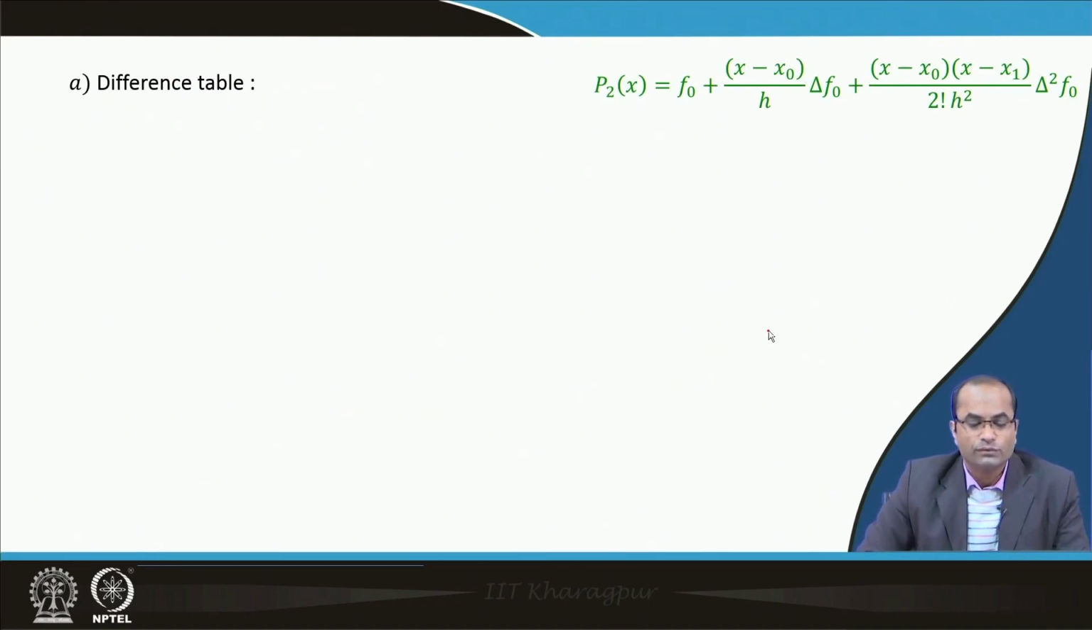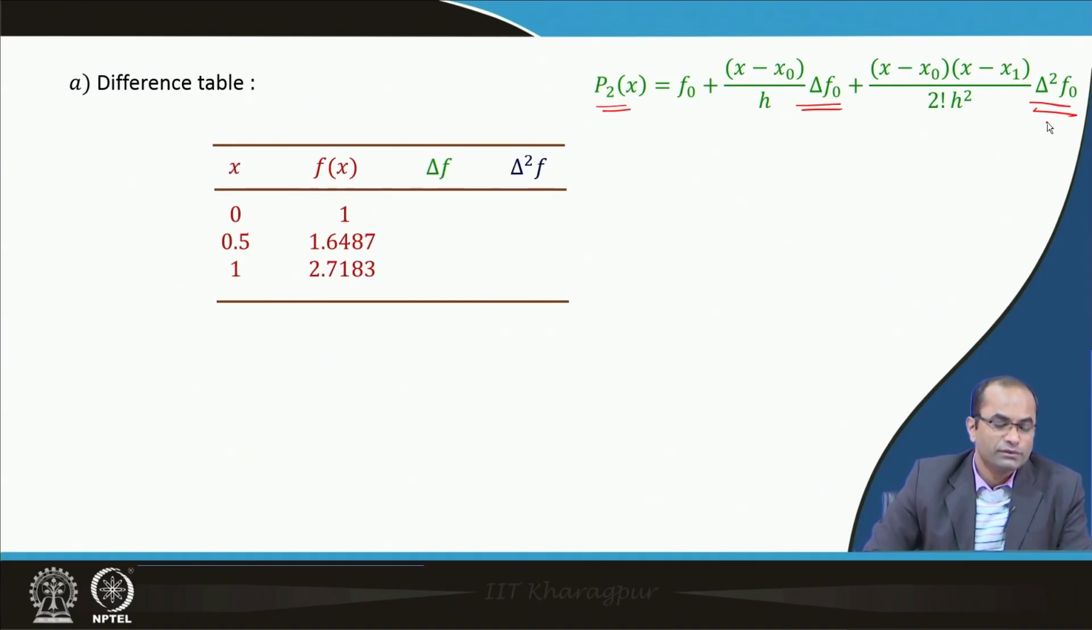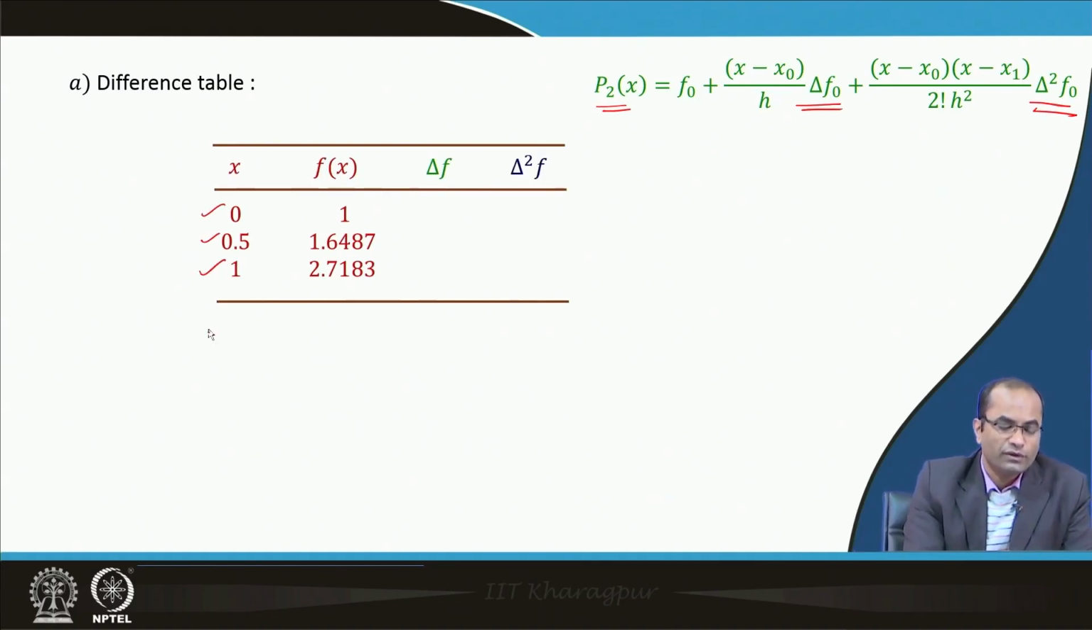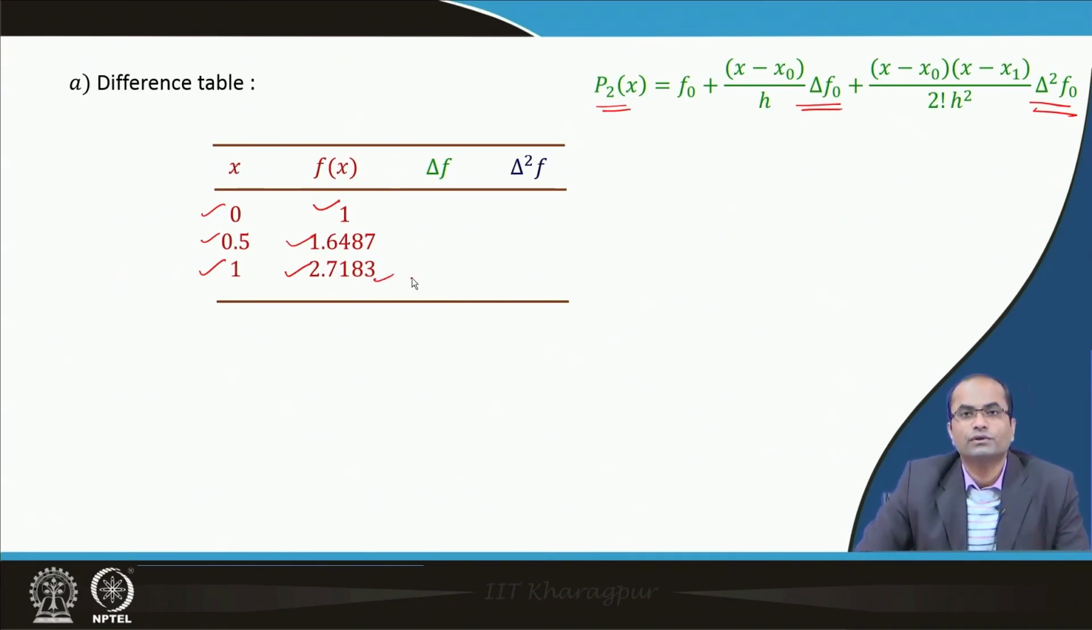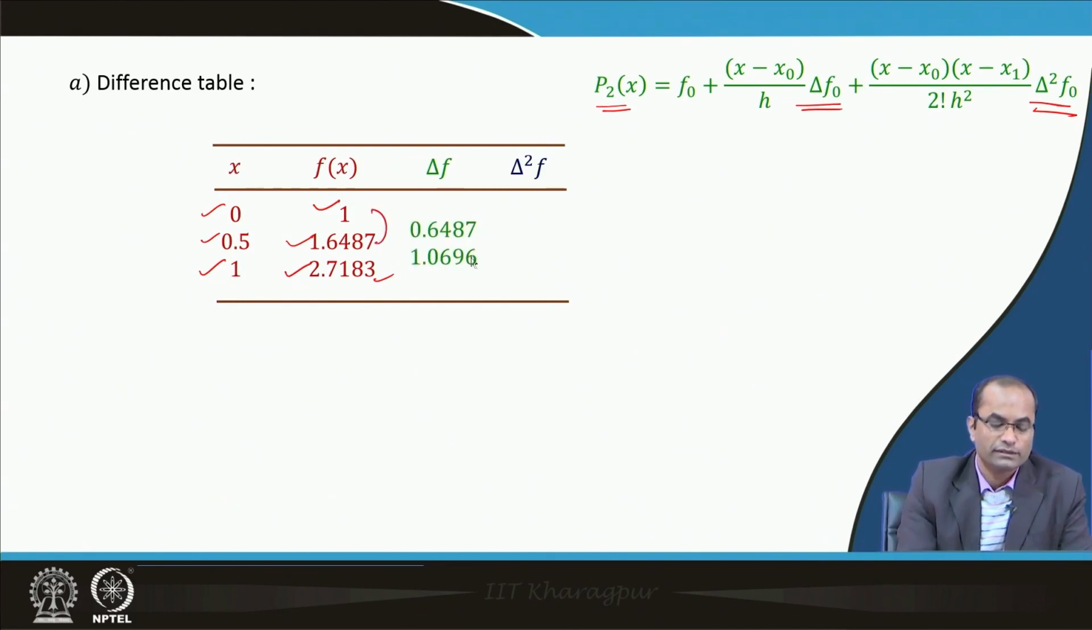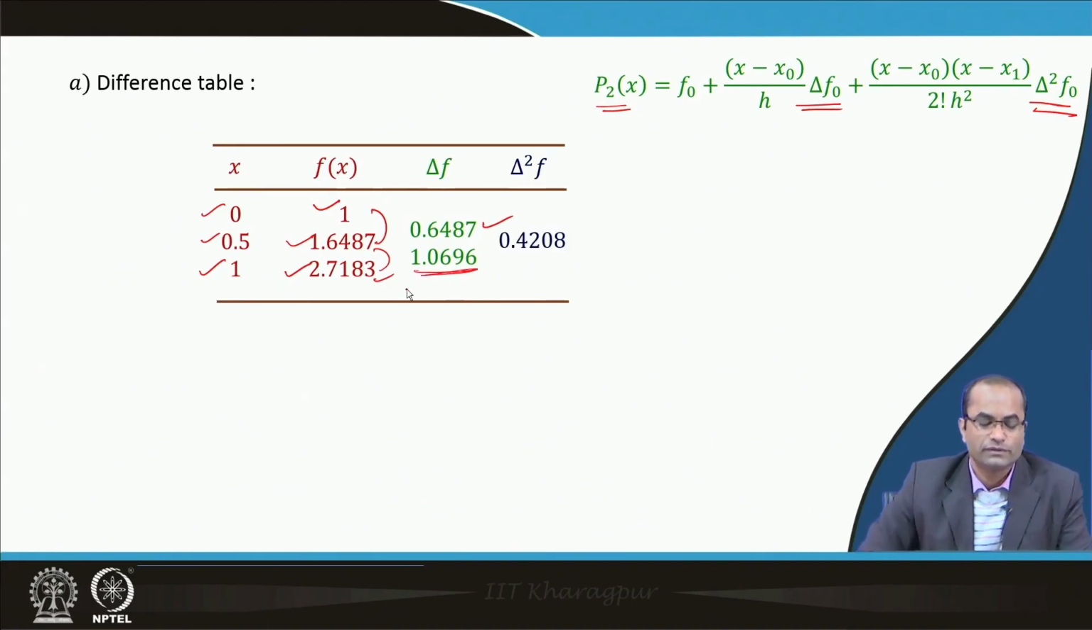So, again we have to construct the difference table. We have the second order polynomial, that forward difference formula we can use, and we have to compute this table. So, x values were 0, 0.5 and 1. We have computed here the exponential at 0, 1, exponential power 0.5, exponential power 1. So, the value of e, and then the delta f. First order differences we will compute by subtracting this. So, it will be 0.6487, 1.0696, and again we will do the shift here, and we will get here 0.4208 as the second order difference.